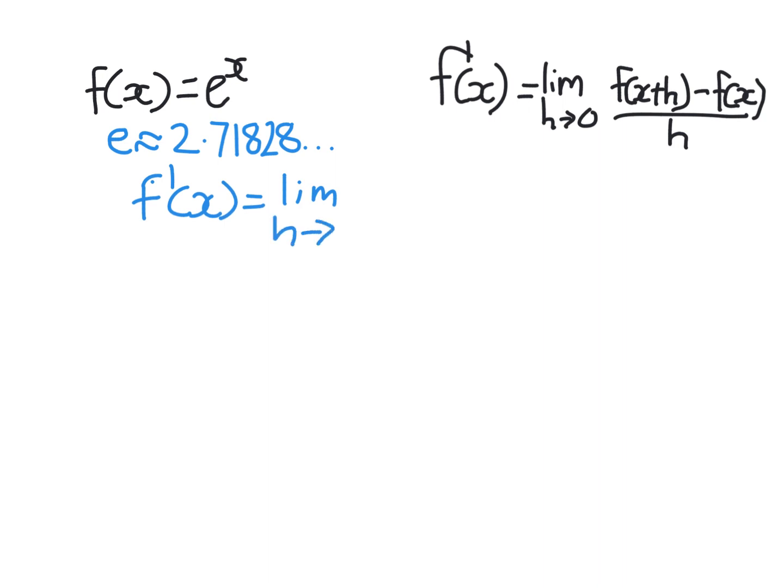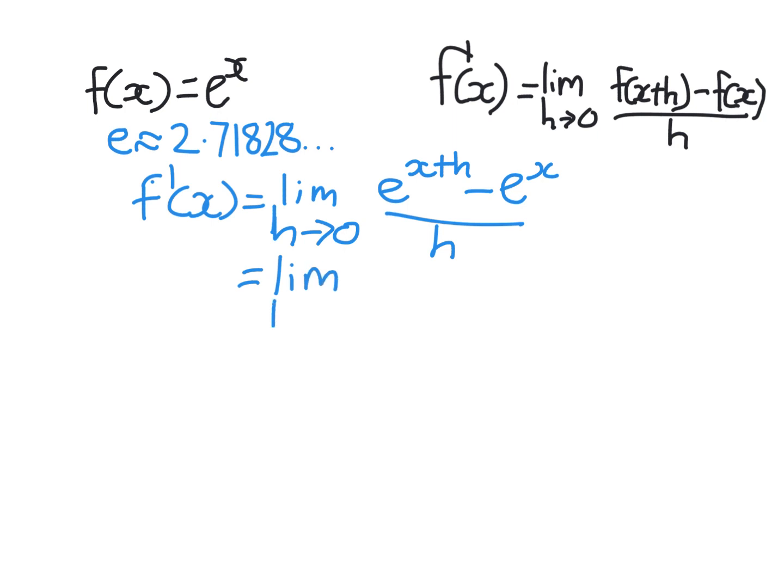So we start off with f(x+h). So I'm going to replace x in this function with x+h. So I get e^(x+h) minus f(x), which is e^x, over h. Again, I cannot substitute h for 0. That would give a division by 0 error. So what we're going to do is algebraically manipulate this. Now note, e^(x+h) is e^x times e^h. So I can actually take out a factor of e^x, and I'm left with this.